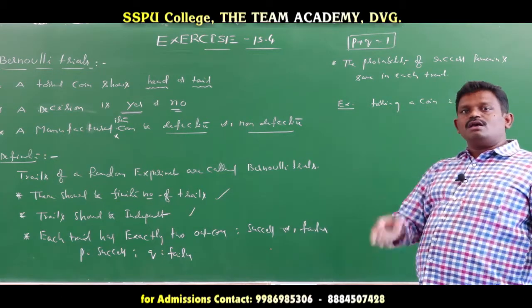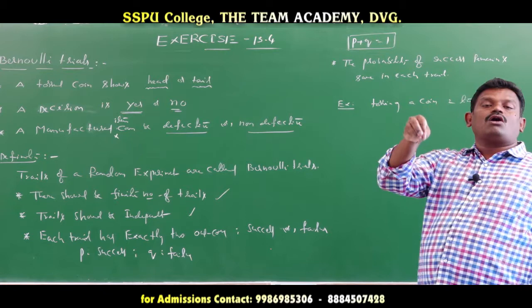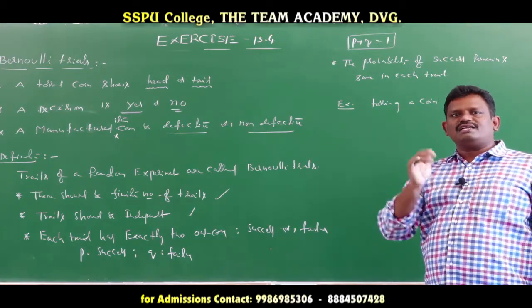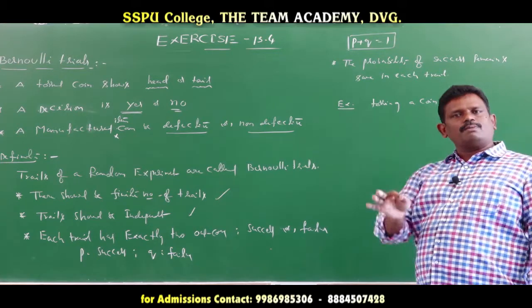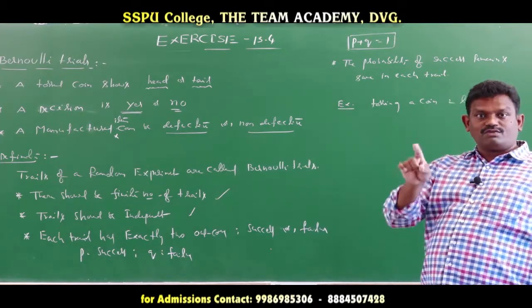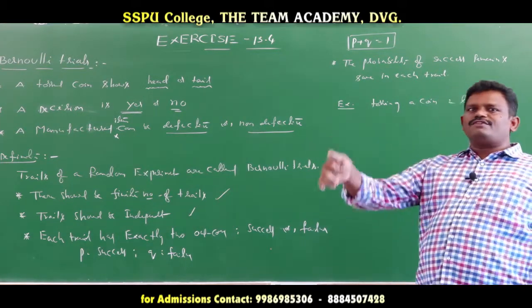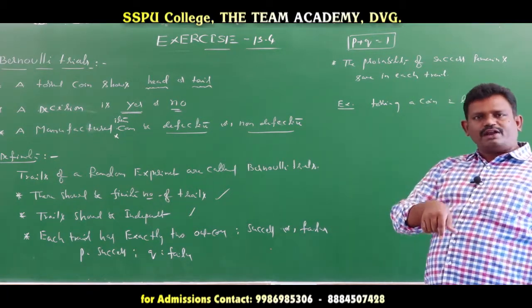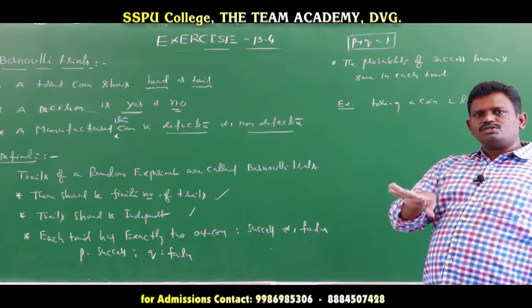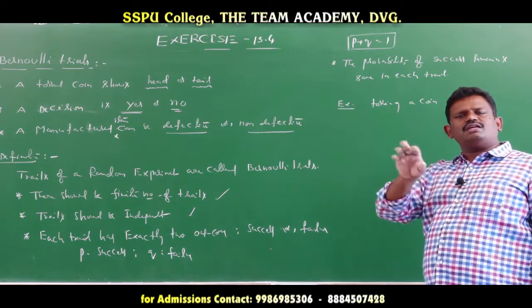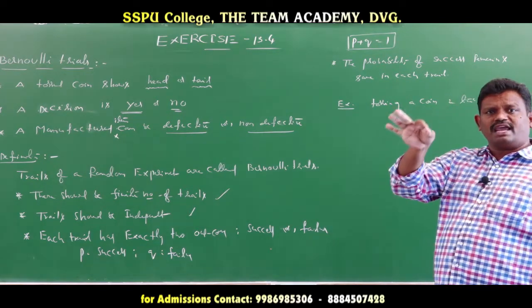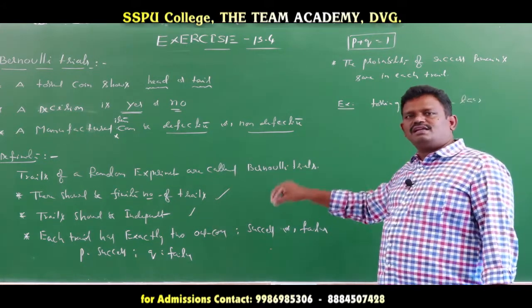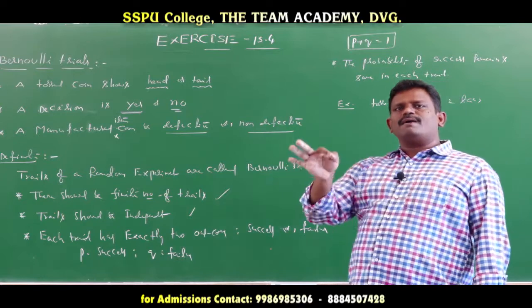Fourth, the probability of success is always the same in each trial. Suppose we toss the coin and consider head as success. Probability of head is 1/2. Second time we toss the coin, probability of head is also 1/2. So all success probabilities in each trial must be the same. If these 4 points are satisfied, those trials are said to be Bernoulli trials.